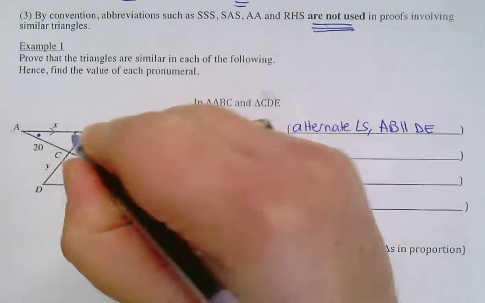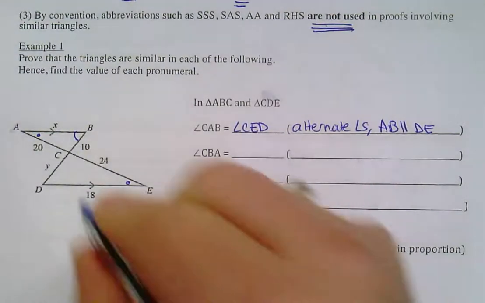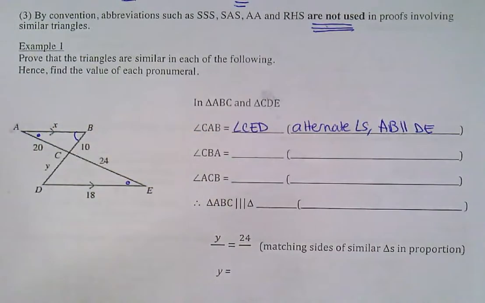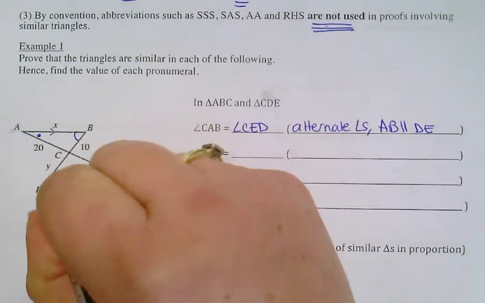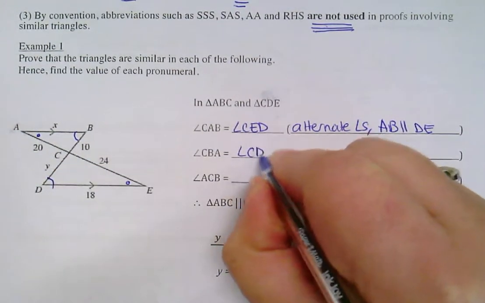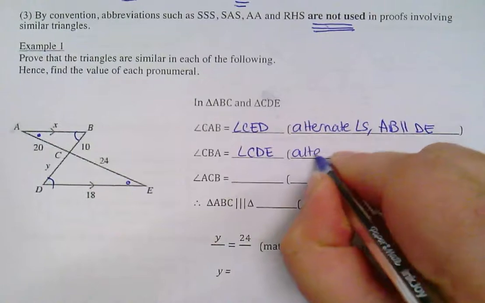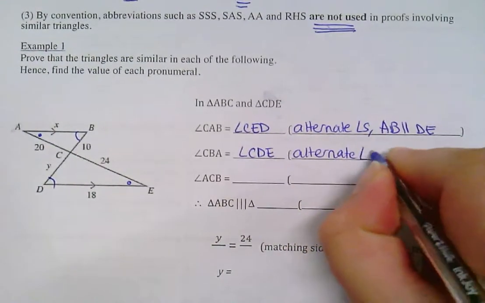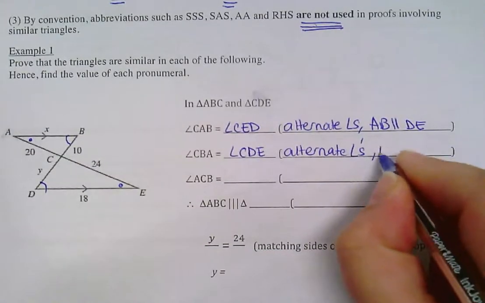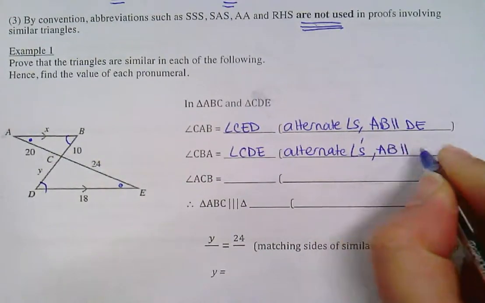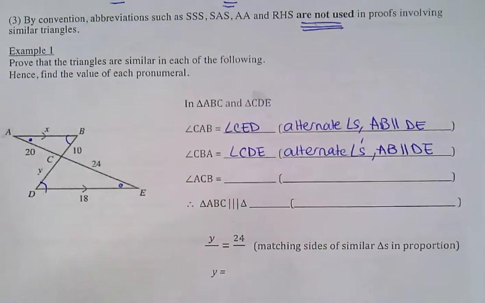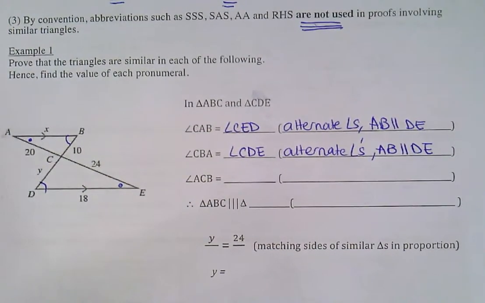I'm going to go with an arc. Which one does that equal? Parallel line, zigzag, equals angle CDE. Again, you could write similarly because it's exactly the same as the line above, but I'm going alternate angles again. AB is parallel to DE. Nearly there. You could stop. We've already got two angles, but you can say the third one if you want.